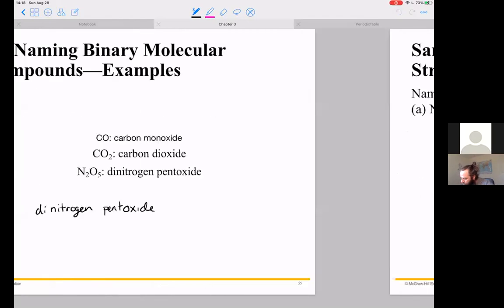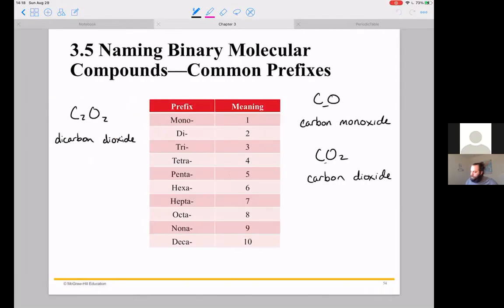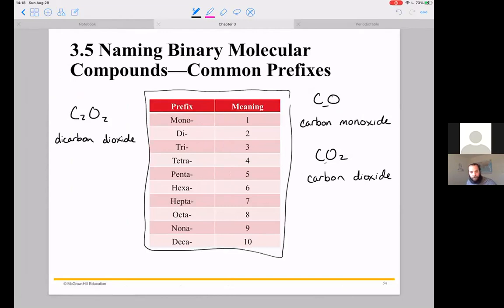Okay, so this chart here is something that you guys are going to want to know. It's really not too bad. You can flashcard it or something like that, but it's fairly straightforward. But these, 1 through 10, are the prefixes that you'll be expected to know for this course.